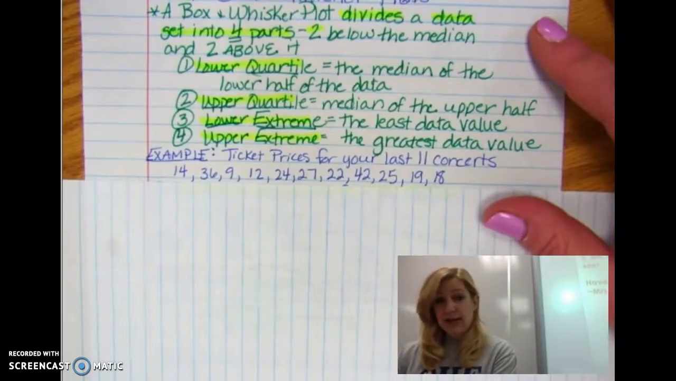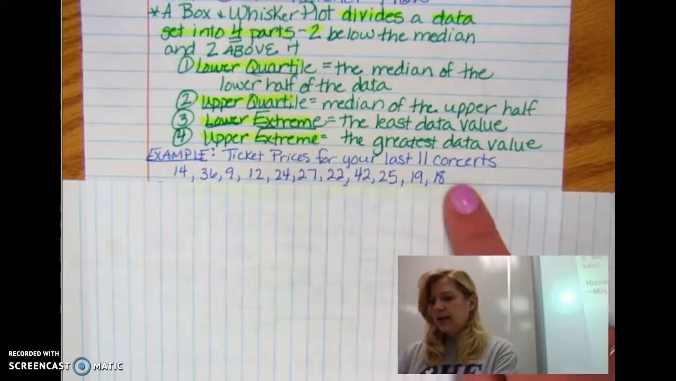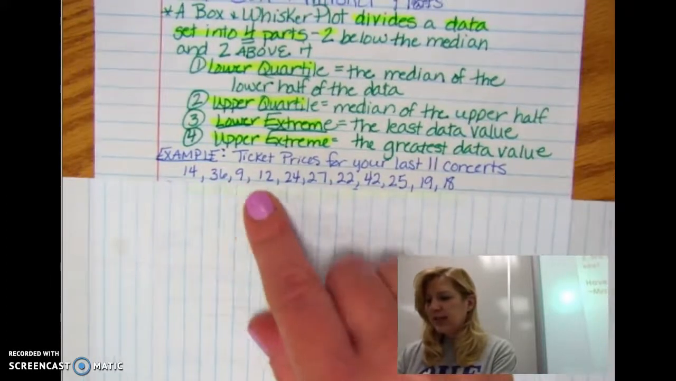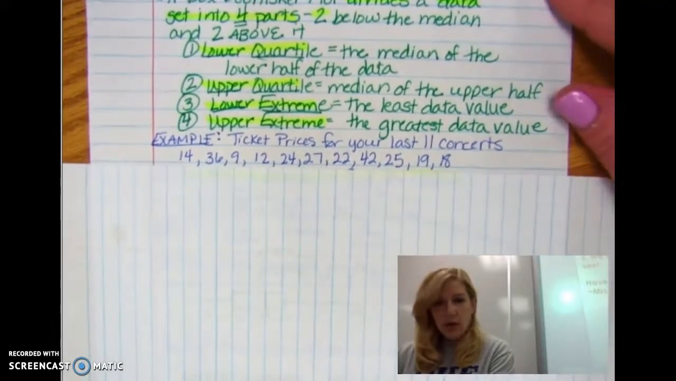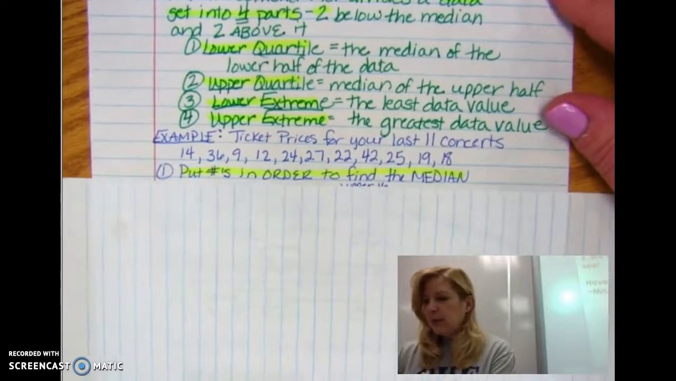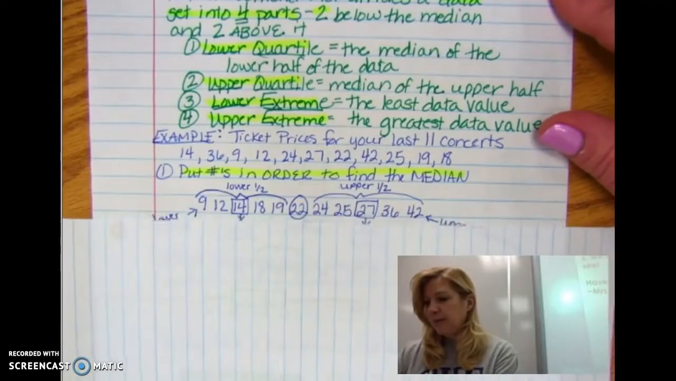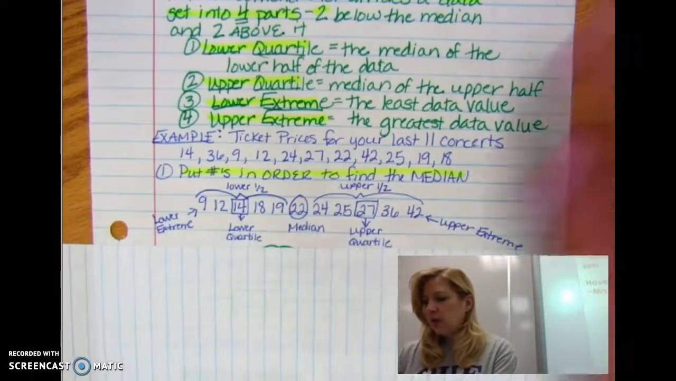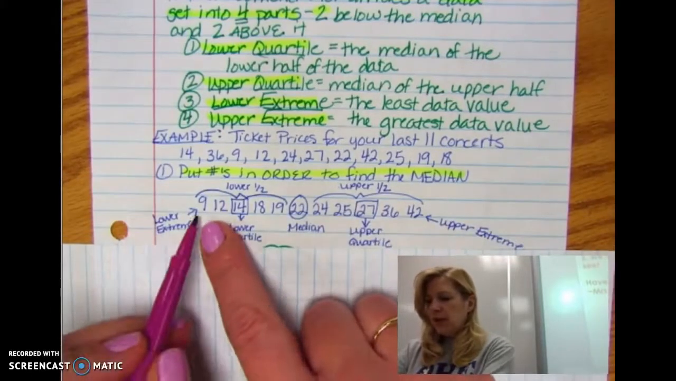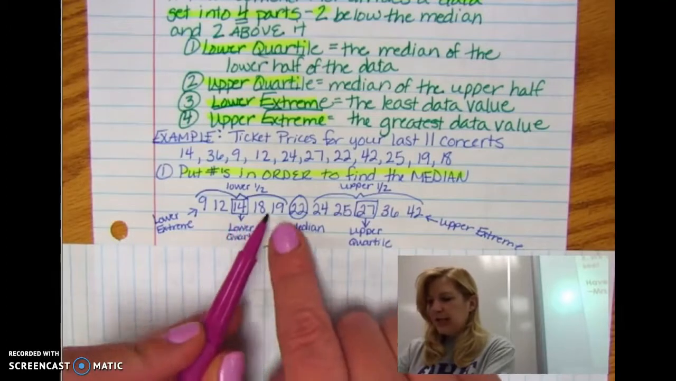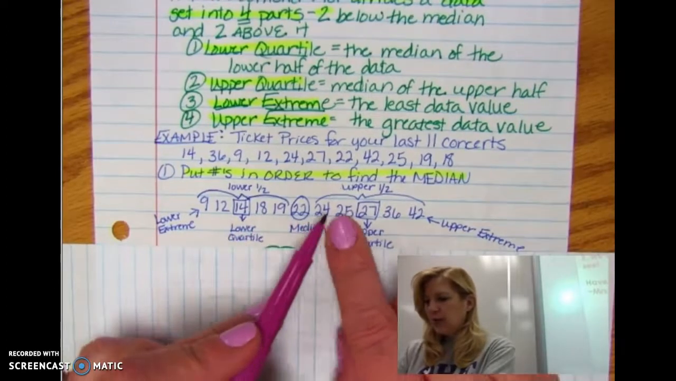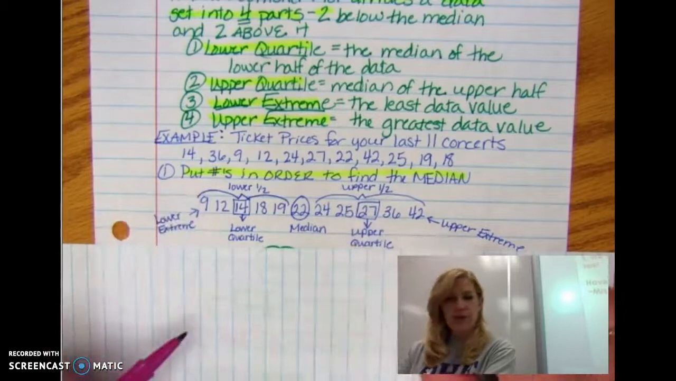So we are going to look at, let's pretend these are what we've paid for our last 11 tickets to different places. These are the prices we paid, $14, $36, $9, $12. So how we do this is we put the numbers in order, as we do with data. It's nice to put them in order. So I put them in order, and follow me here. It goes 9, 12, 14, 18, 19, 22, 24, 25, 27, 36, 42.